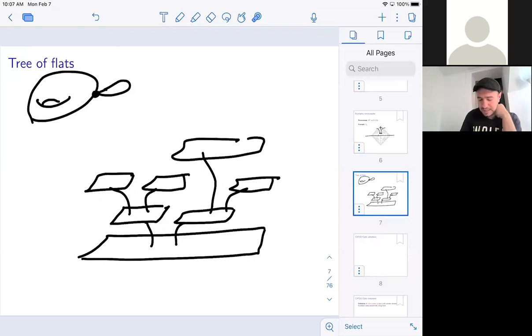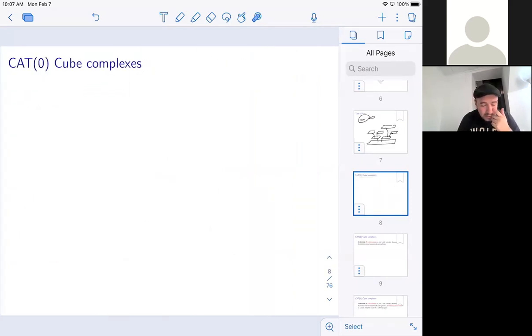So that's the idea. That's the definition of a contracting geodesic. It's something that does not exist in flats, but yeah. Okay, so let's go to CAT(0) cube complexes. Does someone have a question or a remark?